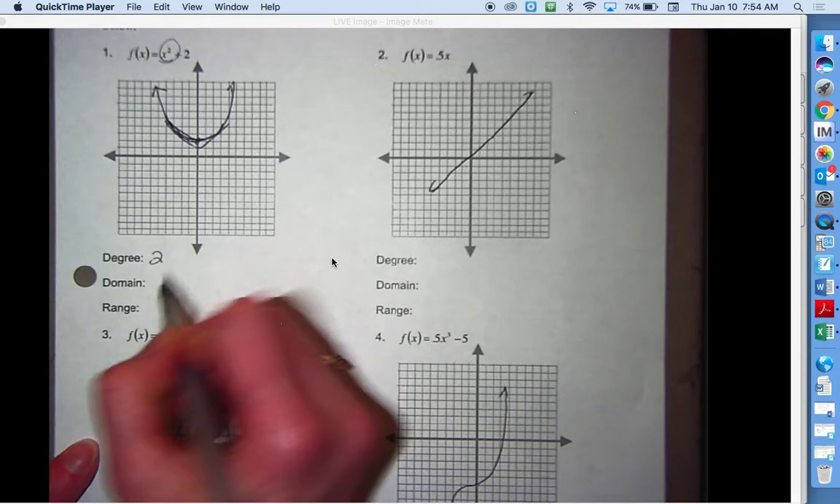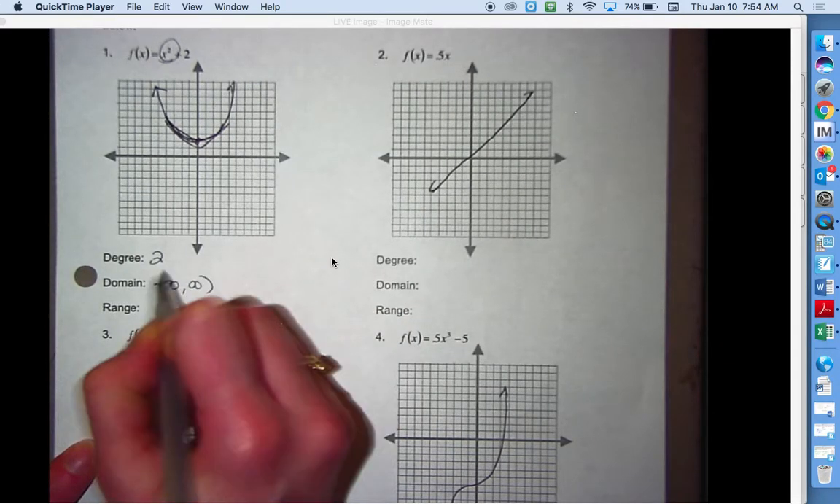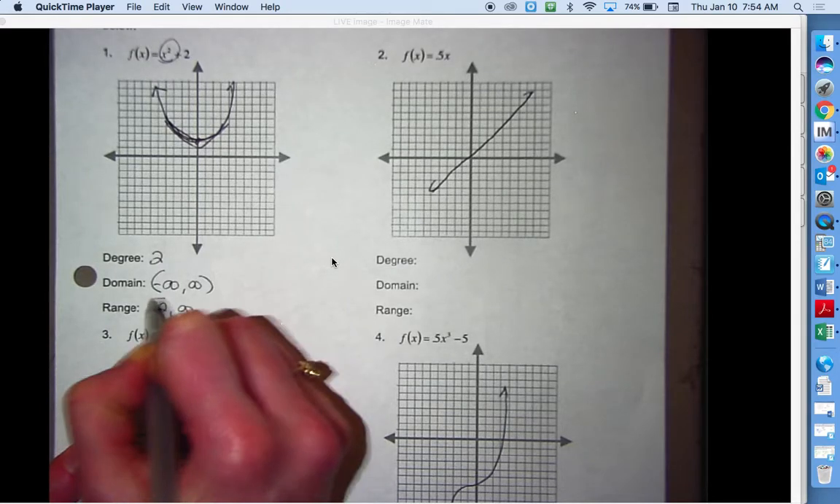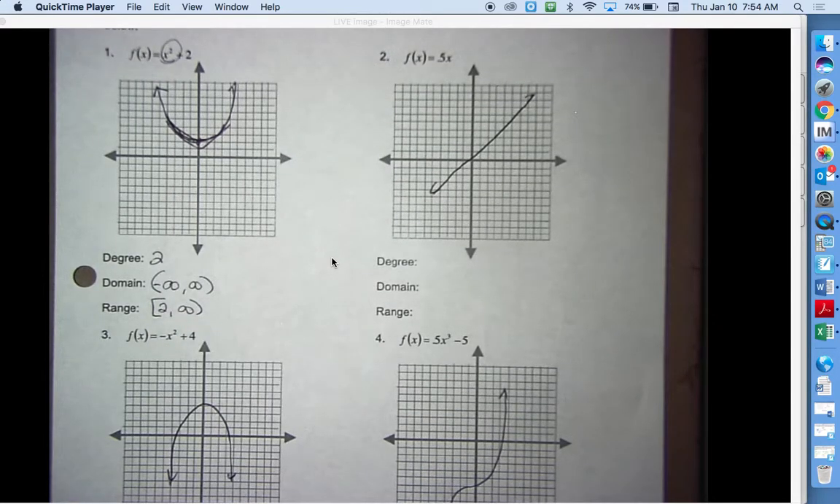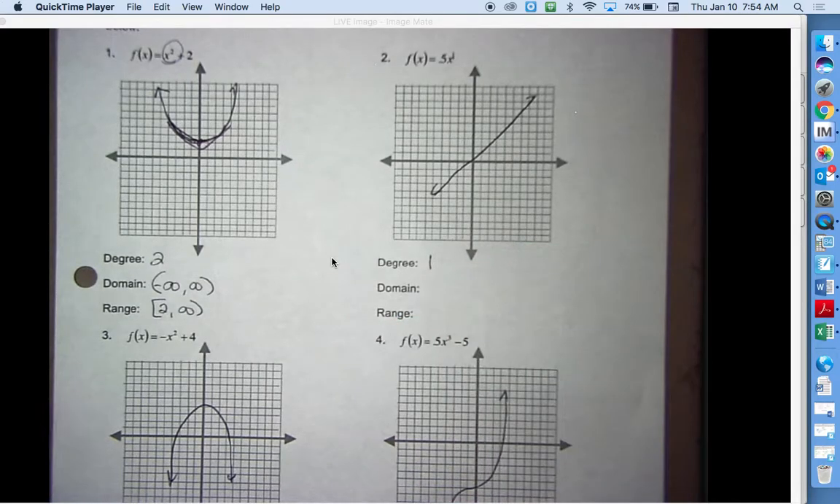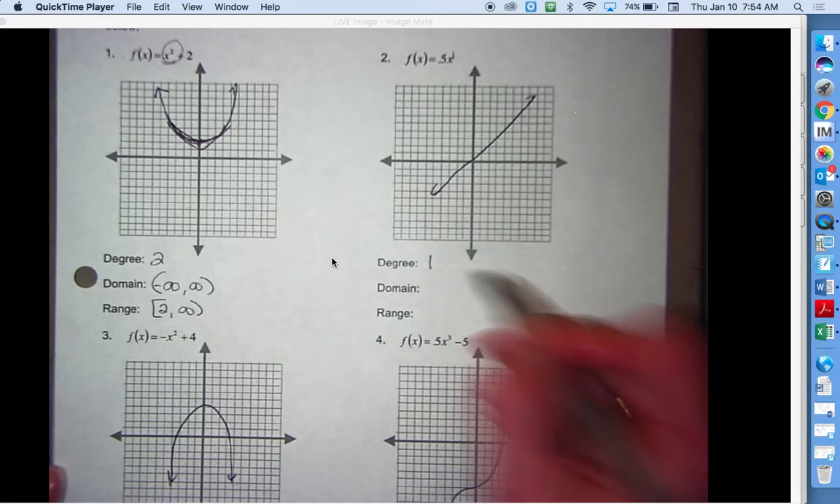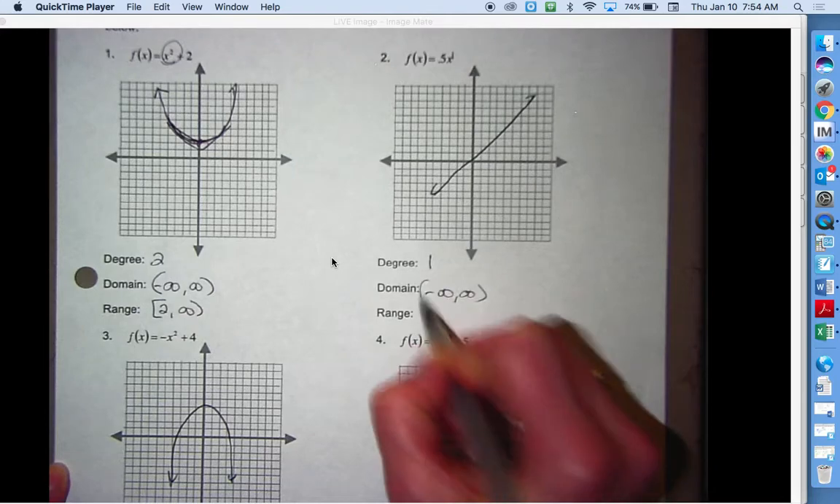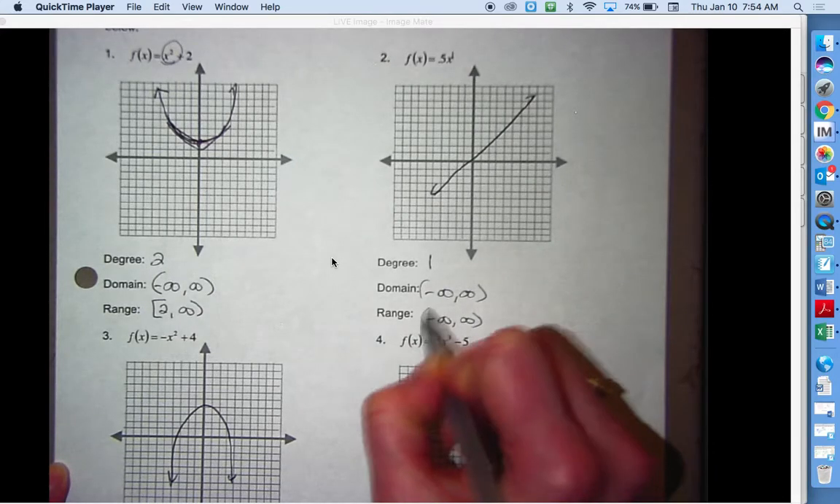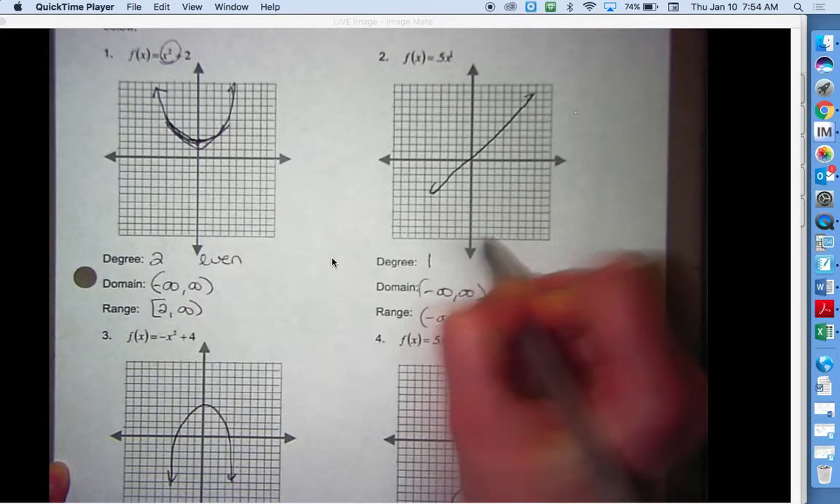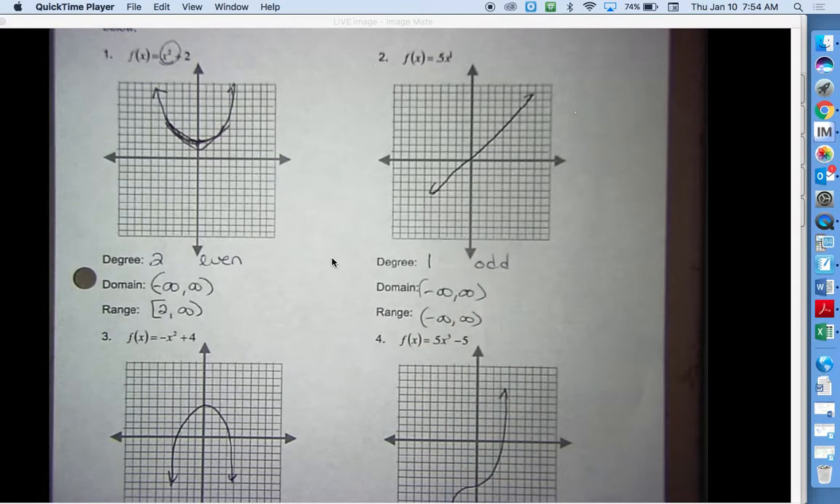The domain would be negative infinity to infinity. And the range starts at 2 and goes up to infinity. 2 is the lowest point on the graph. For number 2, the degree, the power of x, is a 1. The domain would be negative infinity to infinity, and the range is negative infinity to infinity. So here we have even versus odd. Our goal is to be able to look at an even graph versus an odd graph and generalize what's going on with them.